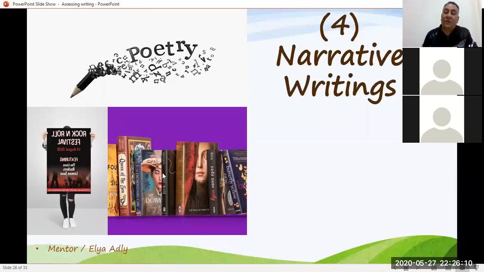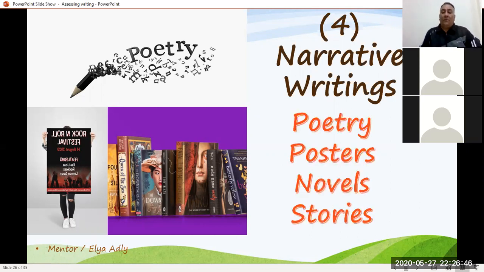But writing a story, they can write some short stories or some innocent tries, some innocent attempts, primitive ones. You can praise them for writing these short stories, even if it's not perfect. And some primitive poems. Also you can praise them and motivate them in these young ages of the primary stage. So narrative writings could be poetry, posters, novels, stories, and short stories.